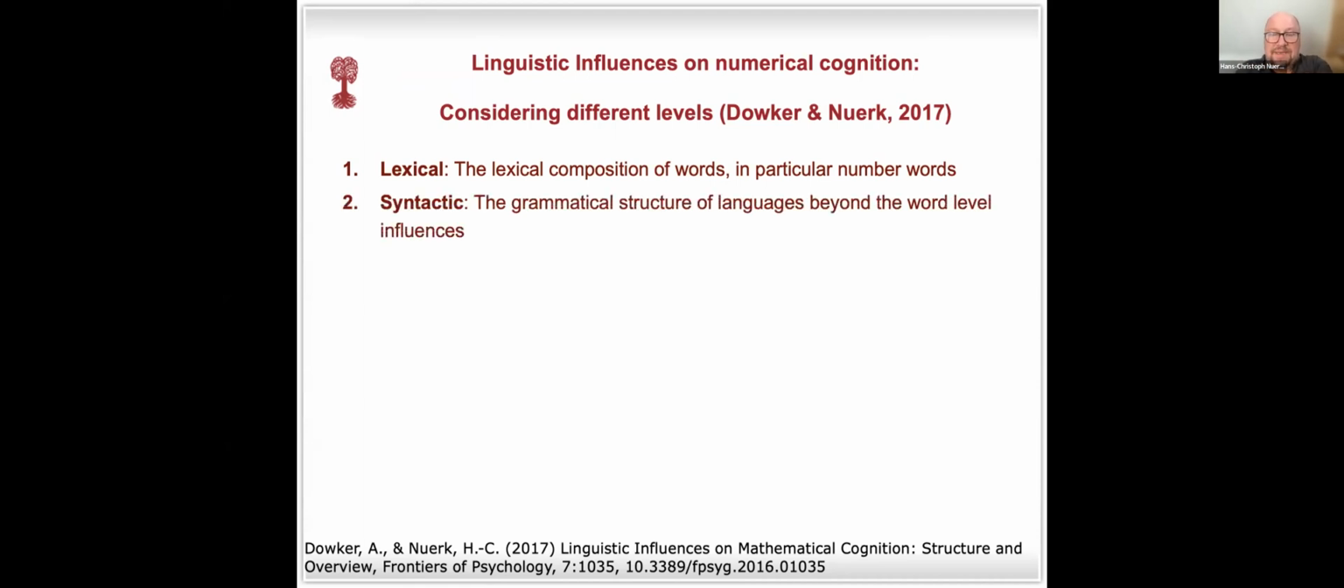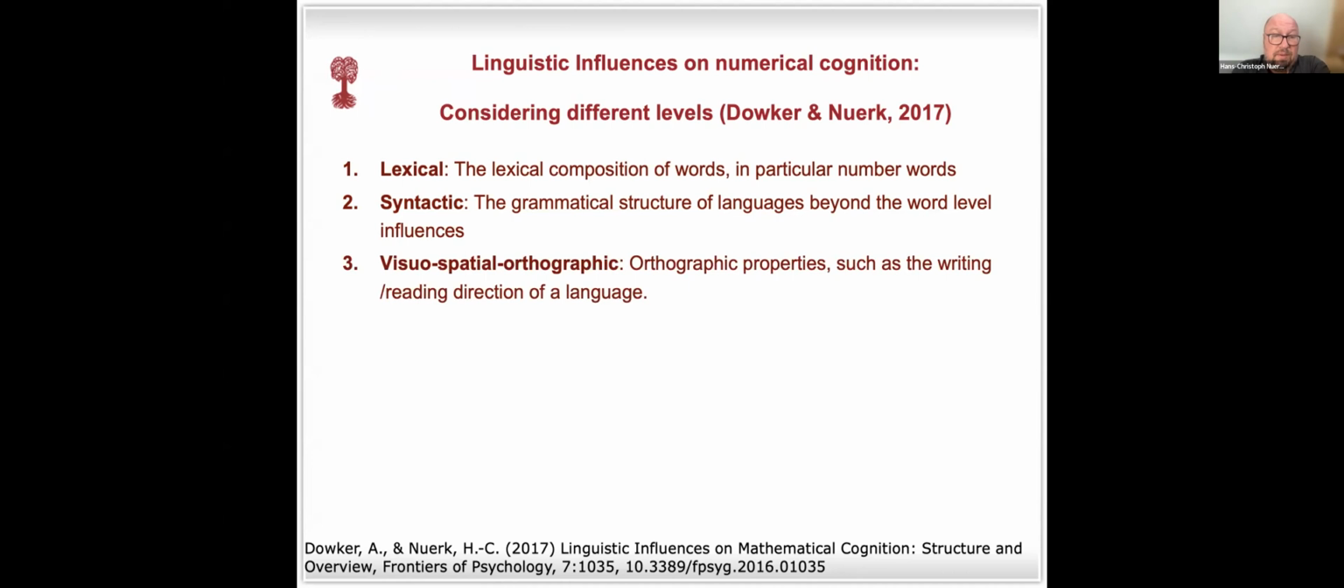Then you have a syntactic level. The lexical level is sometimes called syntactic, but I would prefer to tie the syntactic level really to the grammatical structure of languages. An example is that plural is right and dual is left, and singular is left, and some languages would have dual structure in grammar, which is then different again. Then we had one visual spatial orthographic level, where orthographic properties such as writing and reading direction of a language influence numerical processing. This is actually what Anne presented today about the Arab population. When you write from right to left, it changes all kinds of things, transcoding, the SNARC effect.